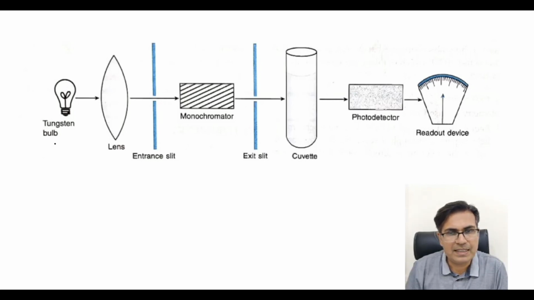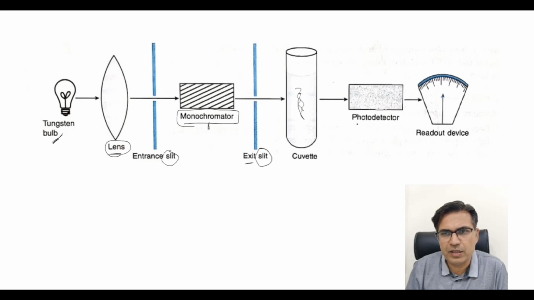We have to pass light through the solution. So we need one light source, that is a bulb. The second thing is a lens that converges the light. Then the light passes through this slit. Then there is the monochromator. After passing through this monochromator, the light comes out from the exit slit. Then it passes through the colored solution.